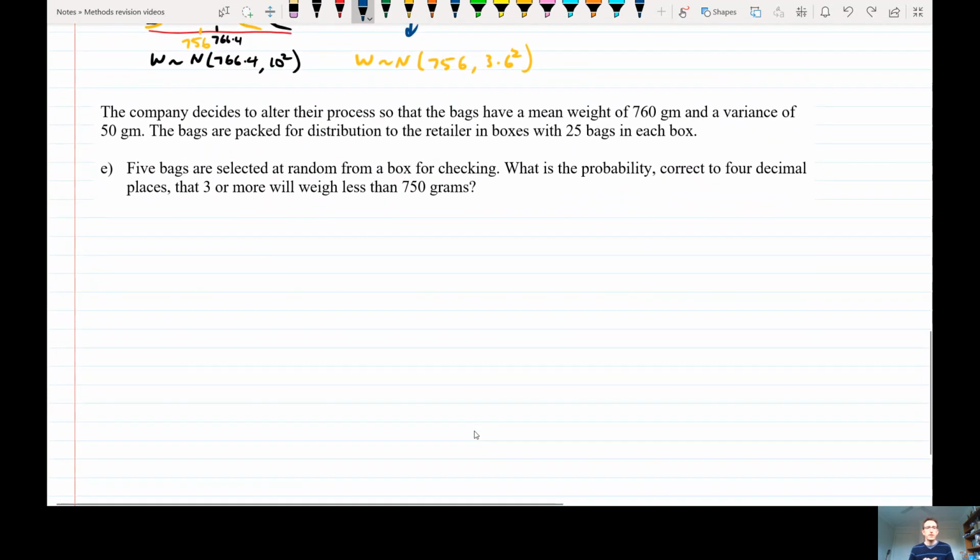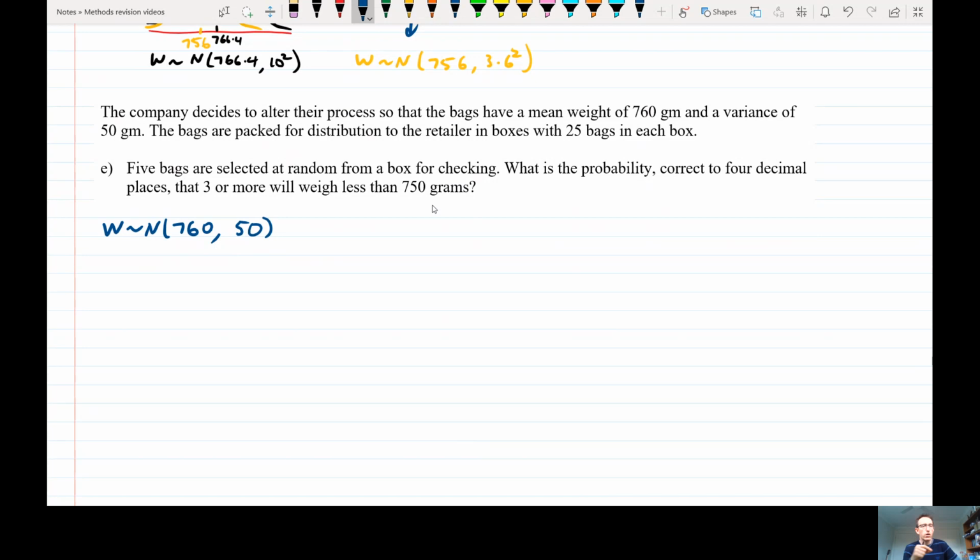Last one, the company decides to alter their process. The bags have a mean weight of 760. So we've got it normally distributed. We've noticed it's been normally distributed the whole way through. So mean of 760, variance of 50. Remember that is sigma squared. And then these bags are packed for distribution to the retailer in boxes of 25. And 25 bags in each box, sorry. 5 bags are randomly selected from a box for checking. What is the probability that 3 or more will weigh less than 750 grams?